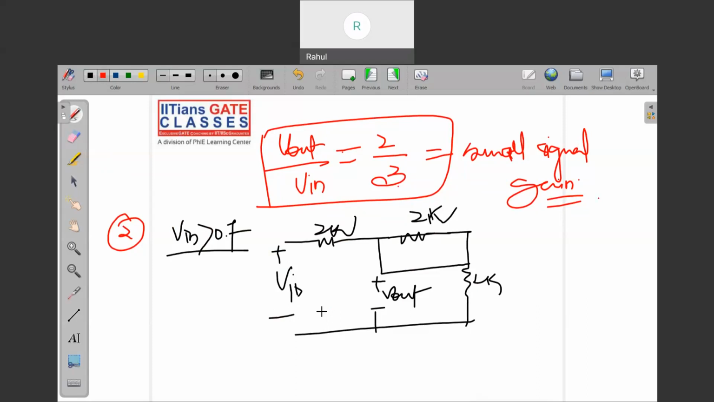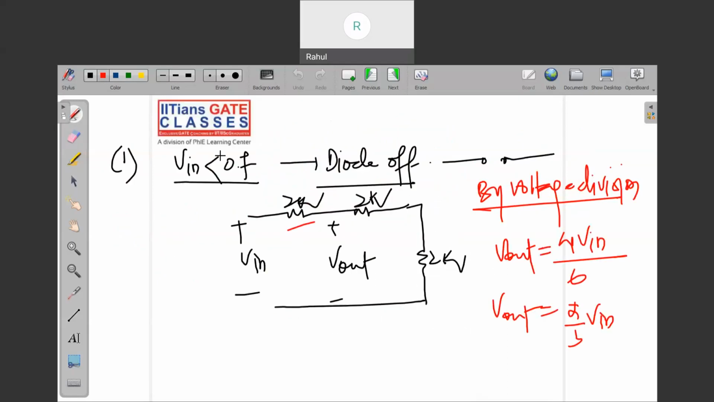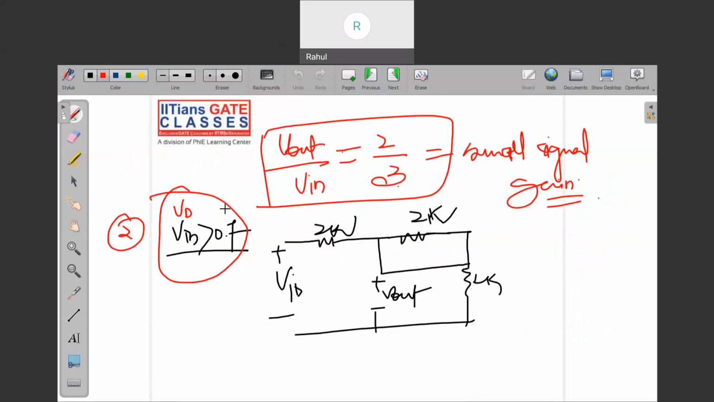So voltage across the diode, remember initially when the diode is off, you can say 0.7 is not there, or the voltage across the diode VD is less than 0.7, the diode will be off. Now if this is short, you can make it short, right?